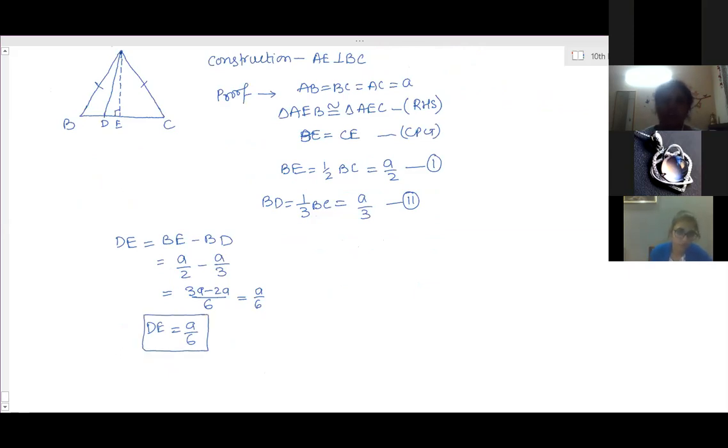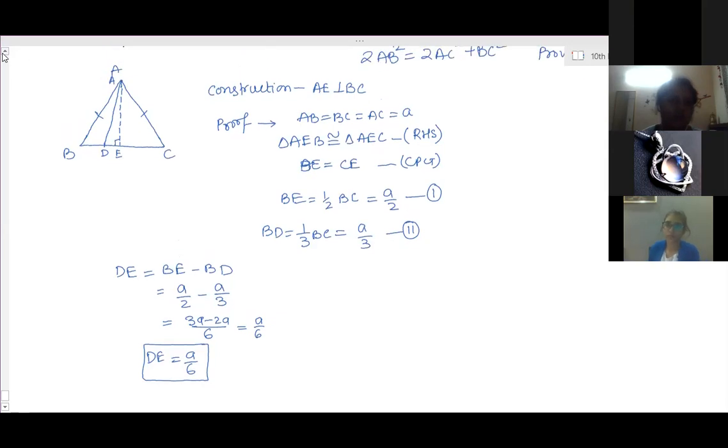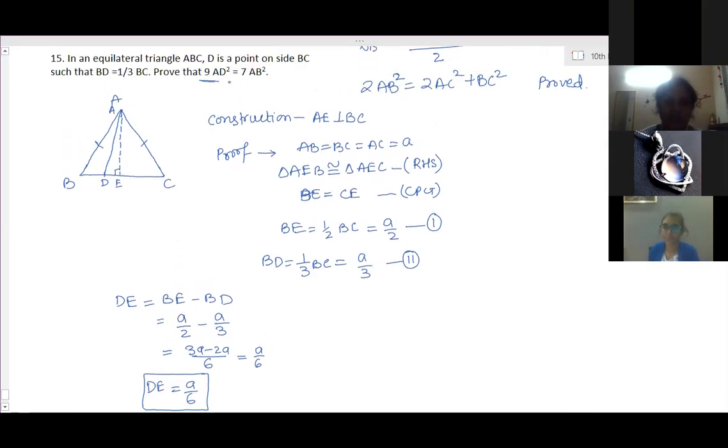Now we have to calculate the value in triangle AEB. We have to find the value of AE because we have to show 9AD square is equal to 7AB square. 9AD square is equal to 7AB square. So that means we need the relation between AD square and AB square. So there is a common factor, AE. So we have to calculate the AE value also in terms of A.